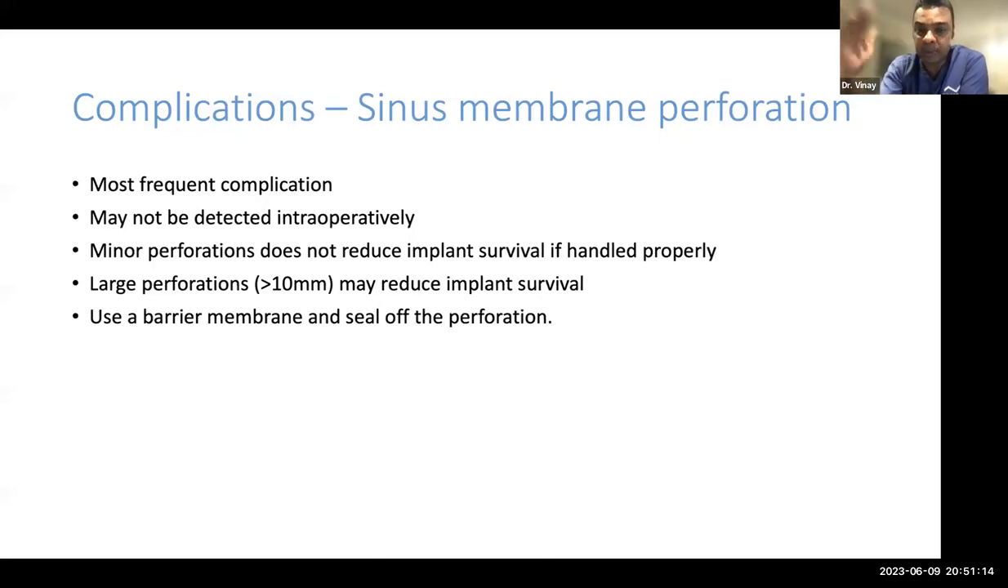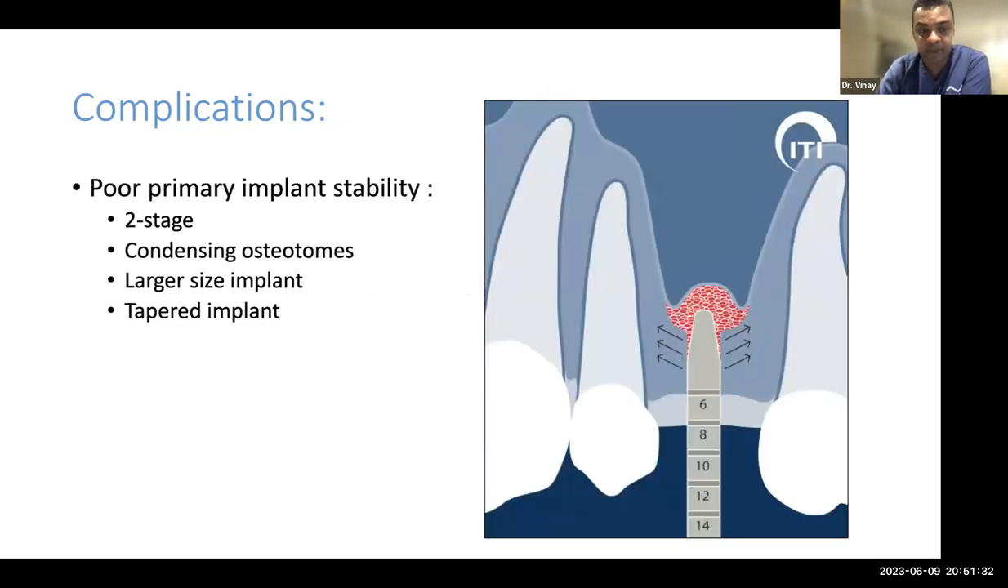So we tend to put a barrier membrane in between the perforation and the graft material. Large perforations, more than 10 mm, they may reduce implant survival. So in those cases, it's better that we postpone the surgical procedure and come back at a later date. We use a barrier membrane to seal off the perforation. If you have poor primary stability, we use a two-stage implant placement. So graft first, wait, and then come back and place an implant.